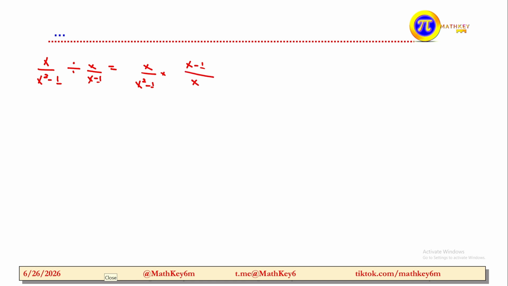After obtaining this, what's next? It is better to factorize this x squared minus 1. Next step, factorize the denominator. Here x squared minus 1 is equal to x plus 1 times x minus 1. So this shows x over x minus 1 times x plus 1, times x minus 1 over x.